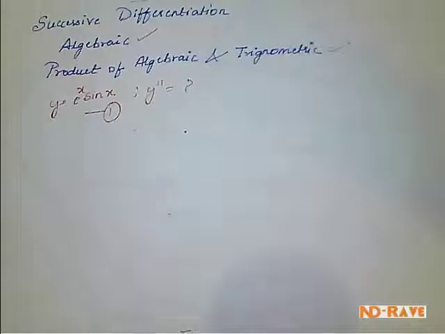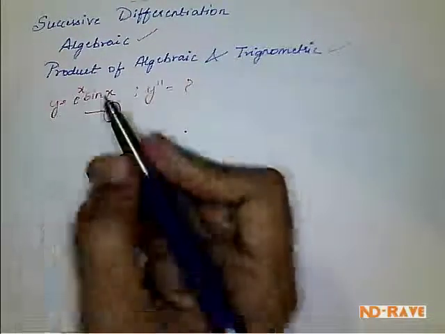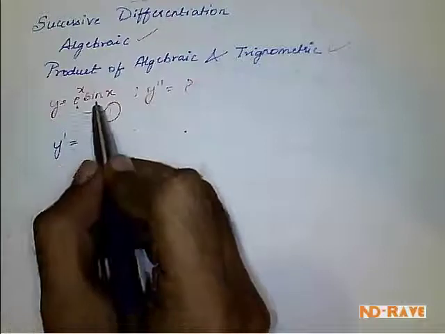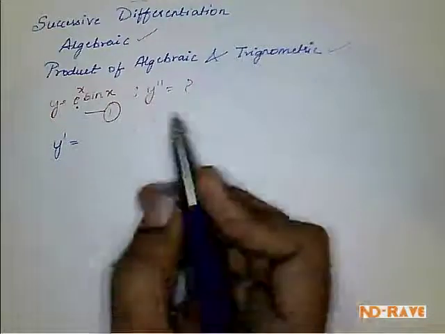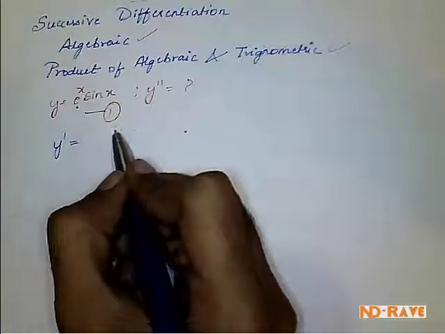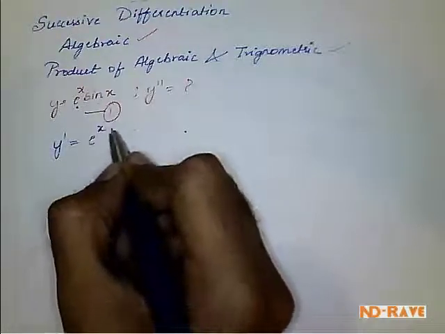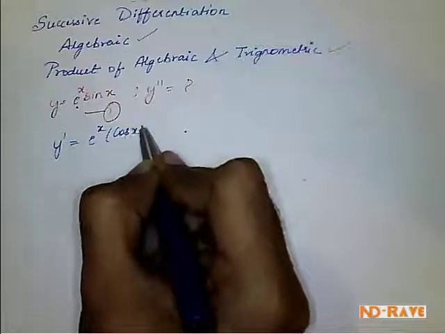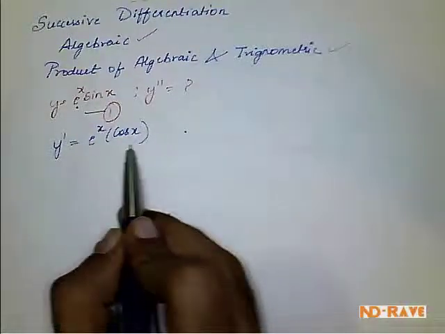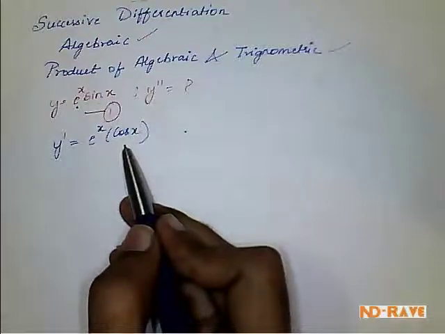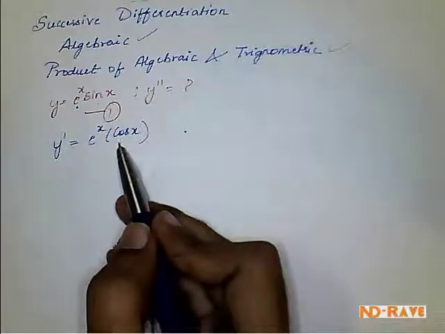I'll consider this to be equation 1. In a similar manner as we discussed in the previous classes, the first differential, that is y dash, will be found. Again this is a product of an exponential and a trigonometric function, so the same product rule is applied over here. The first function is kept as it is, that is e power x, and the differential of sin x gives you cos x. See, here is the term that makes it simple. If you differentiate cos x, you get a negative sin x, that is minus sin x.